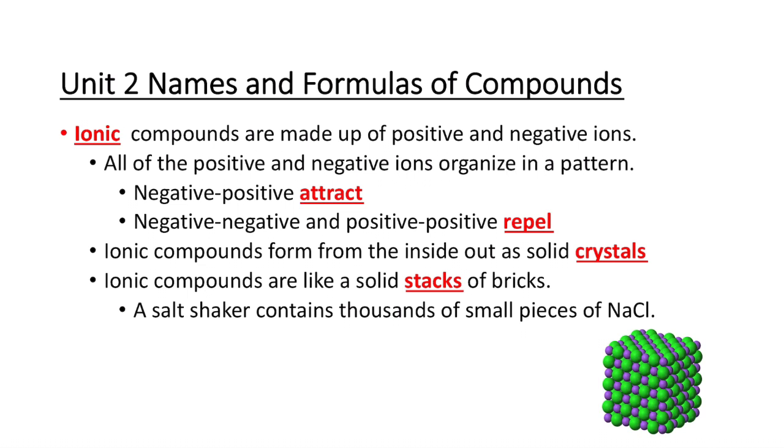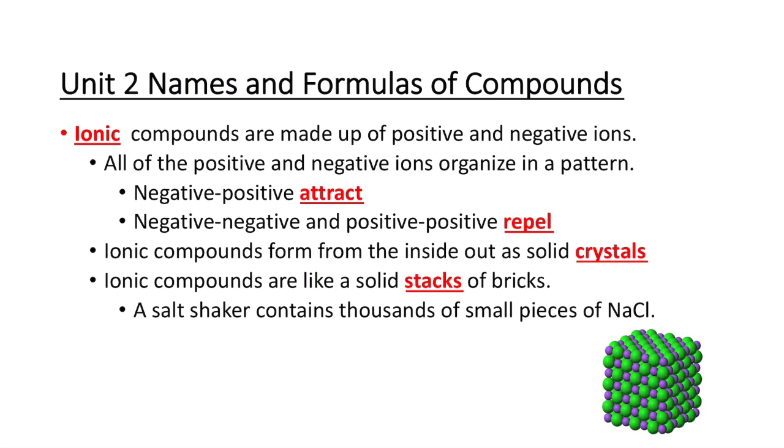So all of the positive and negative ions organize in a pattern. So this is again where it's not just one sodium and one chlorine together, and that's sodium chloride. It's that it forms kind of a structure, kind of like a crystal lattice is an example of one of these structures. So negative and positives attract. So remember, opposites attract. Negative and negative repel. Positive and positive repel. So if you have the same charge, they're going to repel one another.